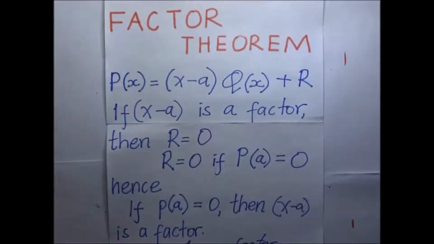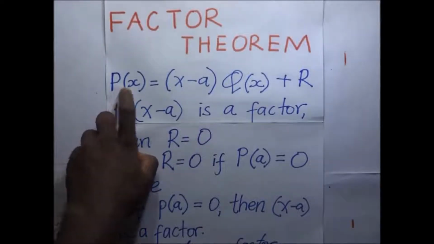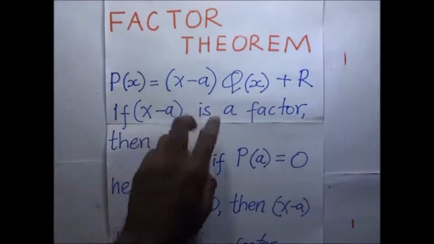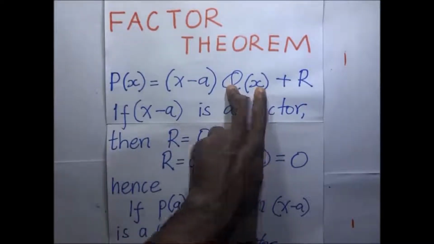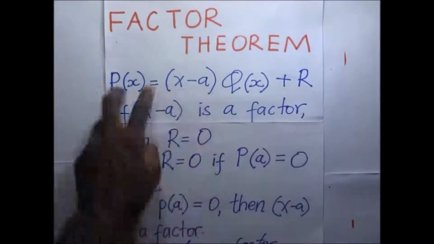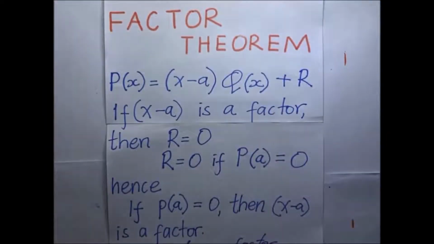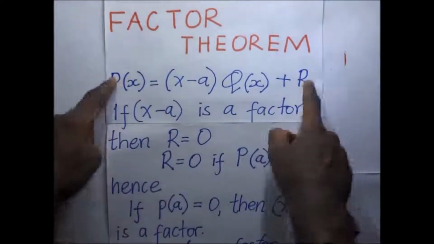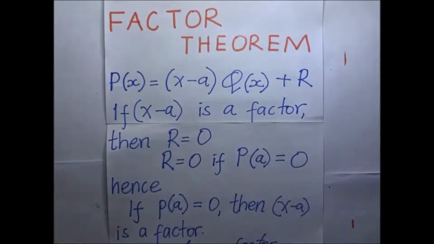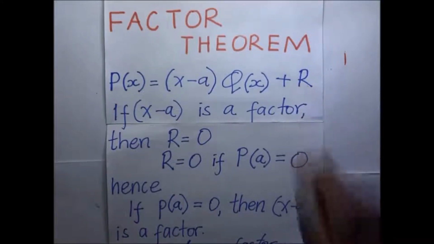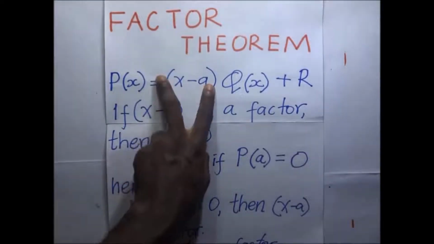Today we get to look at the factor theorem. In our previous video we said that when you get a polynomial and you multiply the quotient by the divisor and you add the remainder, then you get the polynomial. This was derived in our previous video. We arrived at this when we were looking at the remainder theorem, and we said that for us to get the value of r, then x minus a should be equal to 0.